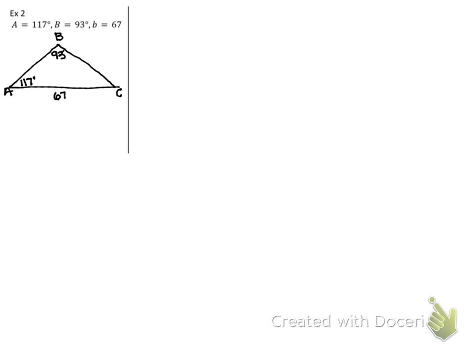I have the same situation as before. I've got two angles. May as well just do triangle sum to find C. So that's going to be C plus 117 plus 93 is equal to 180. I'm already worried about this. I went through and I solved and I got C is equal to negative 30 degrees. Nope. So no triangle exists.